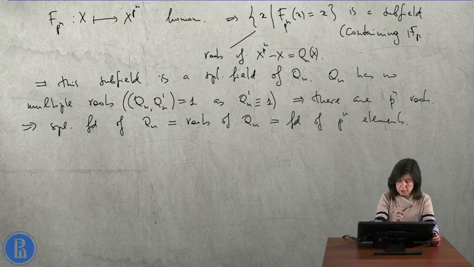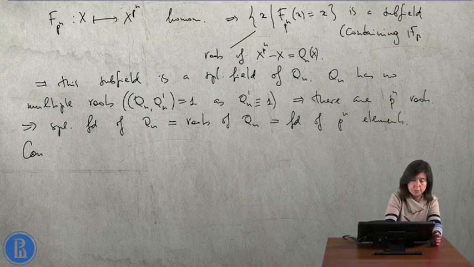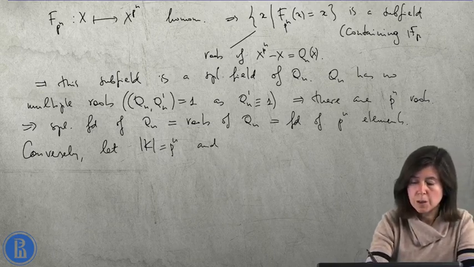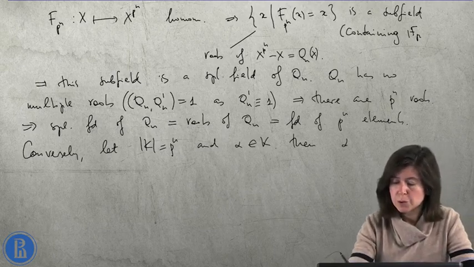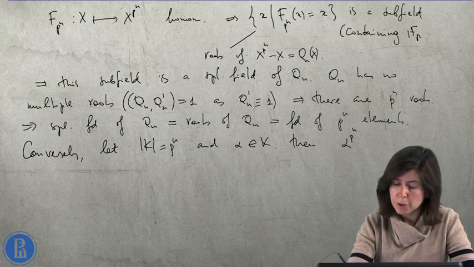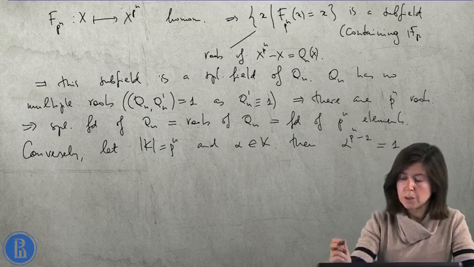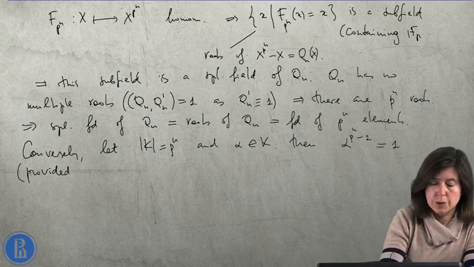So conversely, we want to show that any field of p^n elements is a splitting field of q_n. Let the cardinality of k be p^n and alpha an element of k. Then alpha to the power p^n minus 1 is equal to 1, provided that alpha is non-zero.